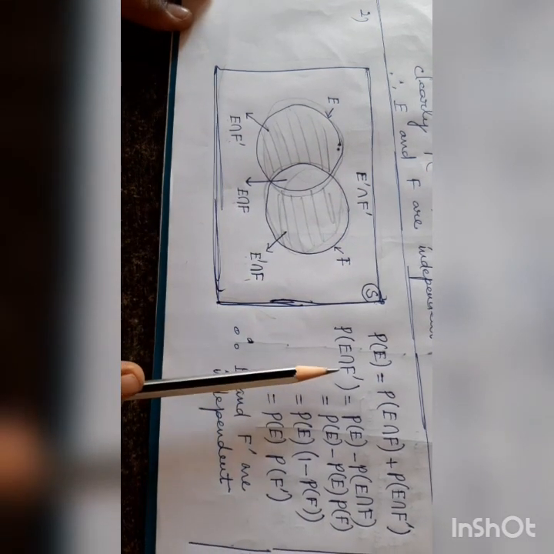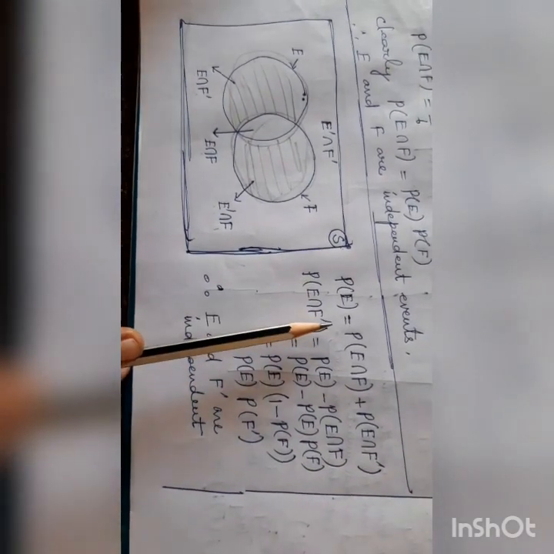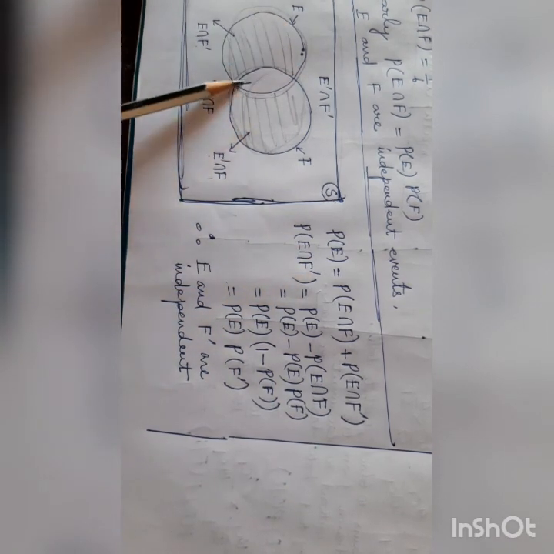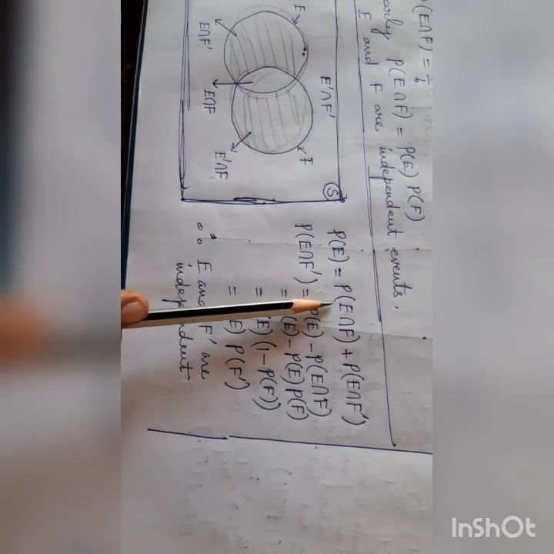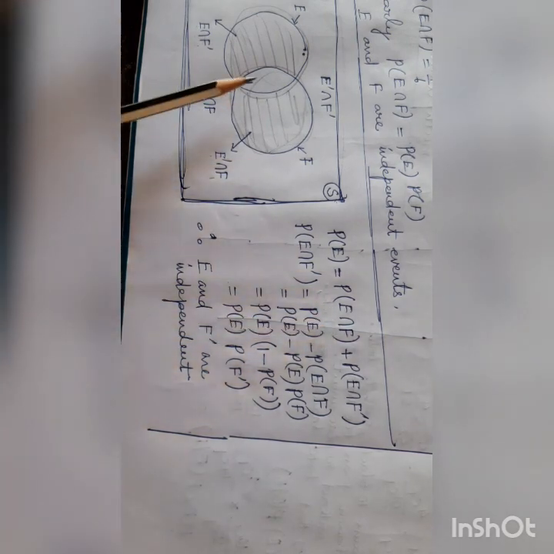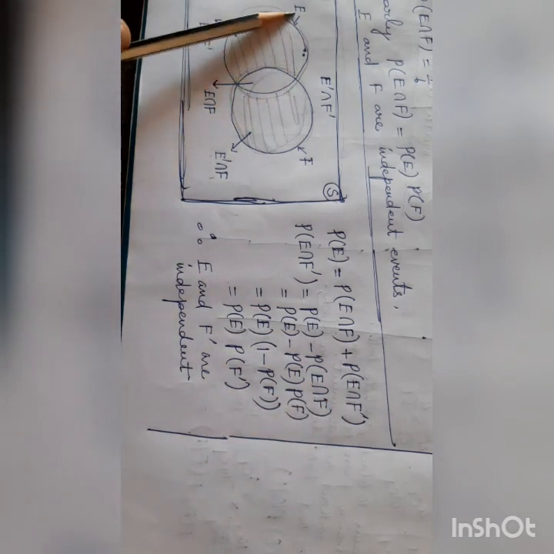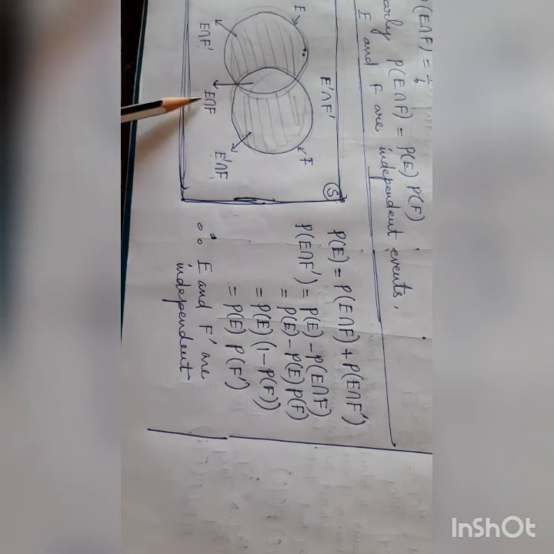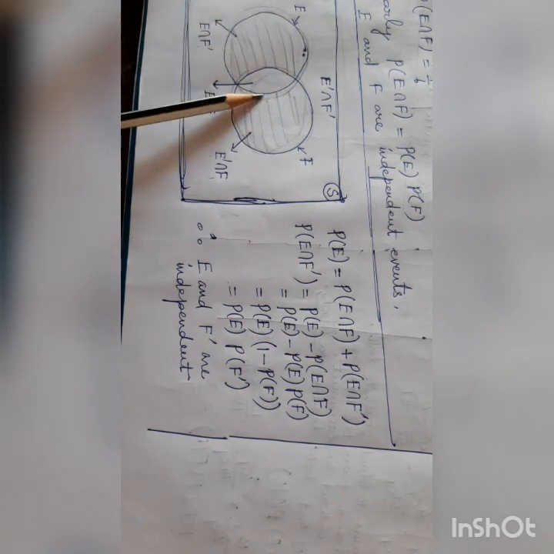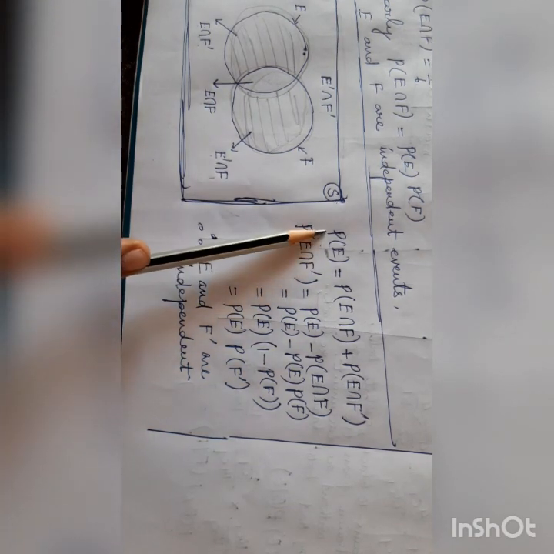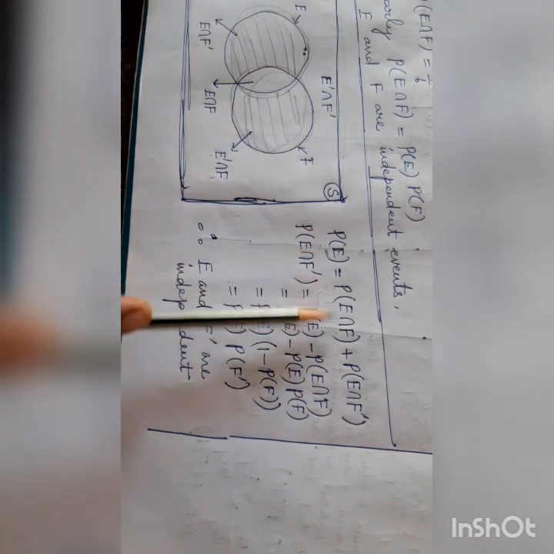Now you see P of E. What is P of E? Do you know what is P of E? P of E means this one. E is this one. E intersection F, this one. E intersection F dash, this one. This one intersection F dash. This one E intersection F. This portion and this portion if you take, what will be? E. I applied P on both sides, like that.